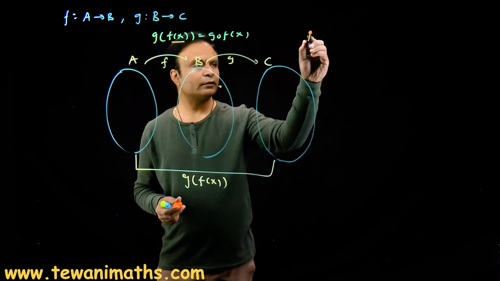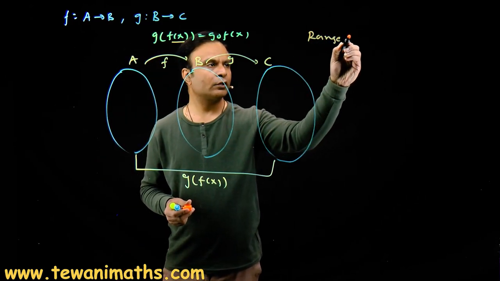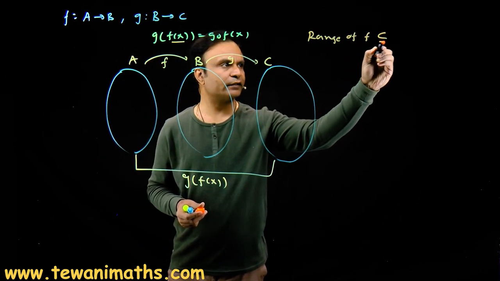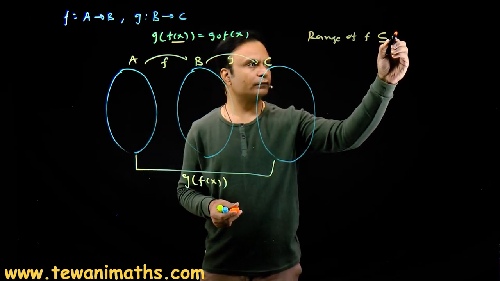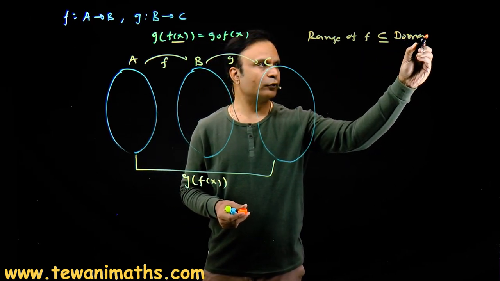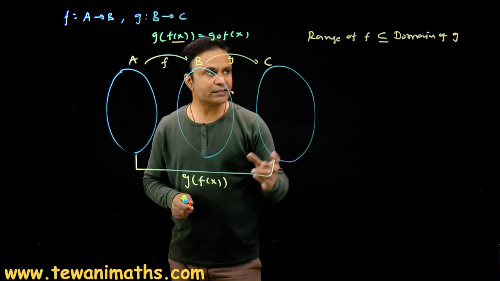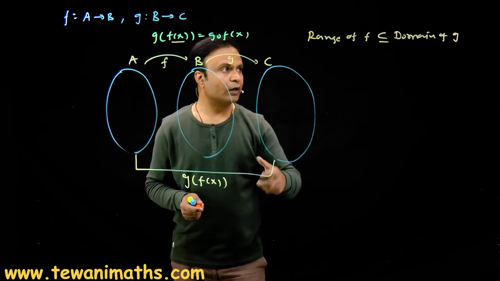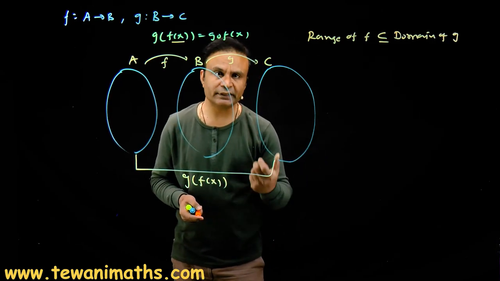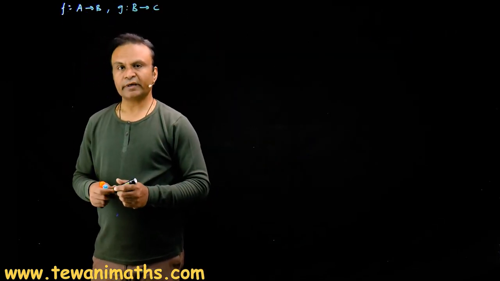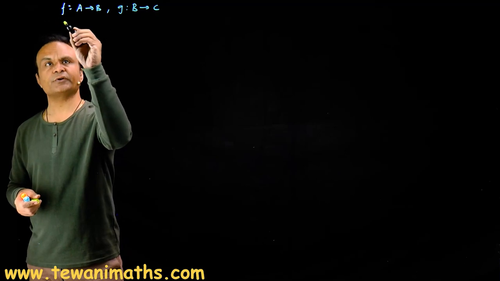We can write here: range of f is either equal to or a subset of the domain of g. The reason is the images of function f are now pre-images for function g. OK, let's prove this theorem.